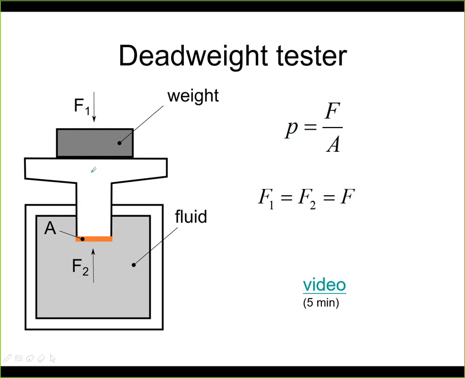And against this force we need to have another force, F1, that will be gravity. So we need to know the weight of the piston, and we can add some weights on top of it.